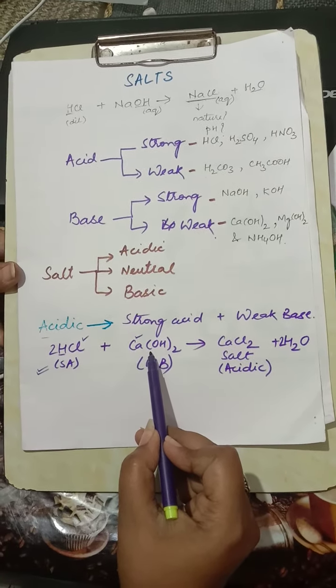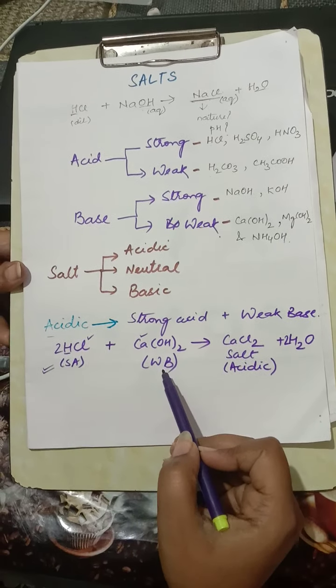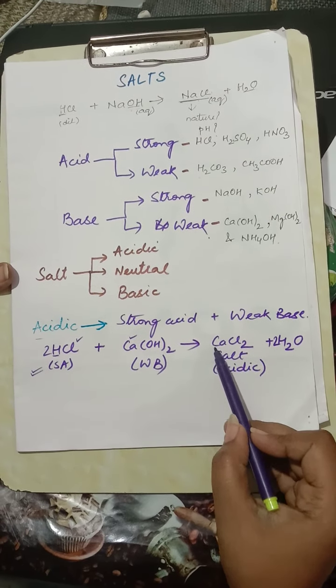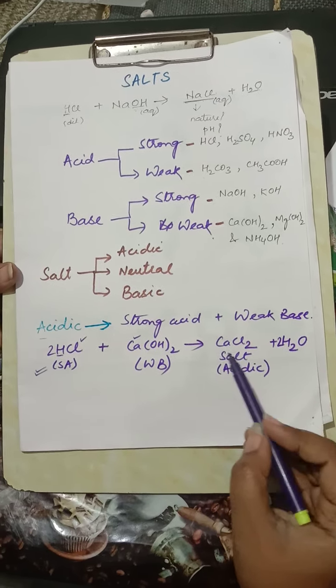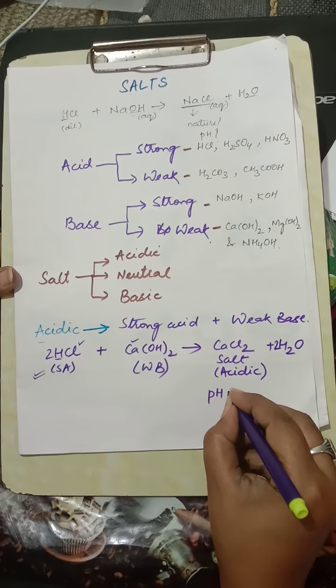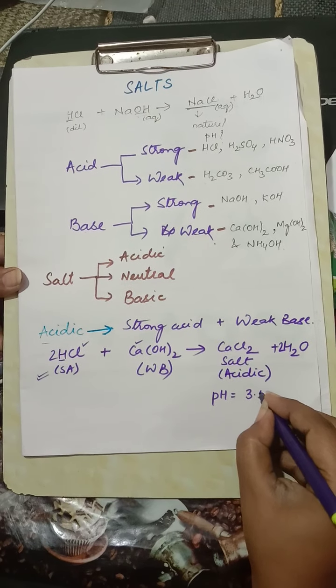So we can conclude here calcium chloride, the salt which is formed by the combination of HCl and calcium hydroxide. Here HCl is strong acid, calcium hydroxide is weak base, and the salt formed, that is calcium chloride, is acidic in nature, and pH value of this salt is 3.5.